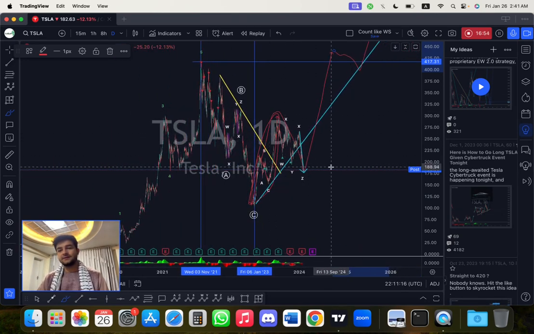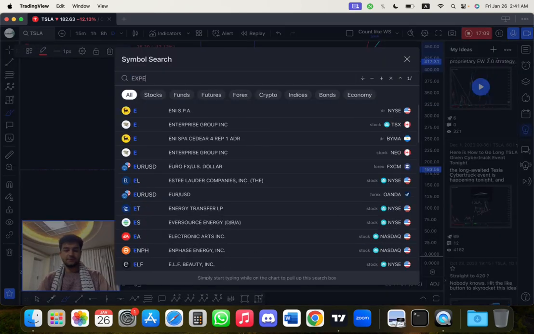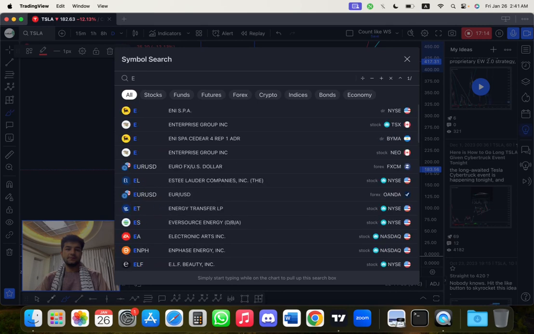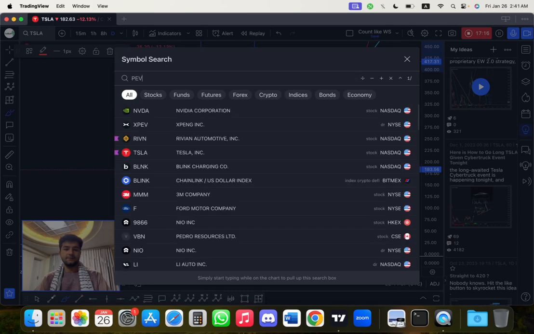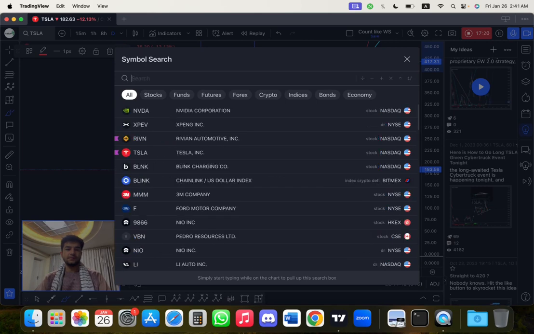This was a pattern which I know and I'm very confident of. That's why I put my own money on it. And if we look at the XPEV, where is XPEV? Yeah, XPeng, yes.